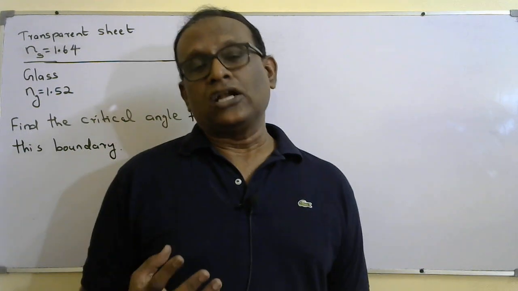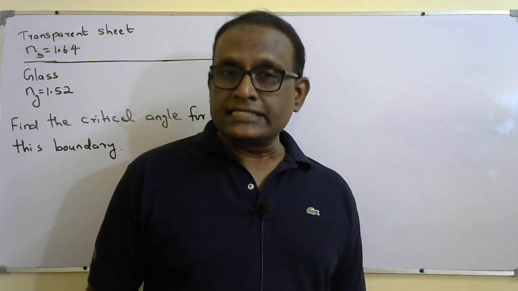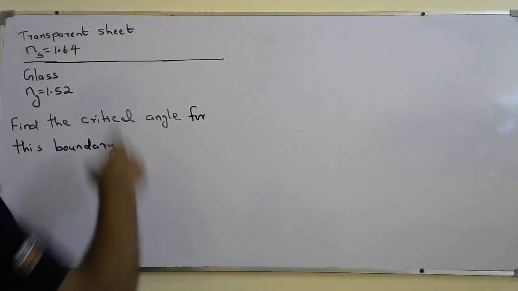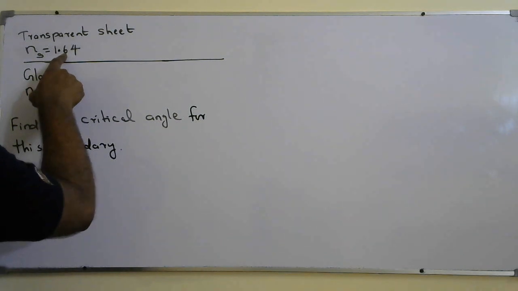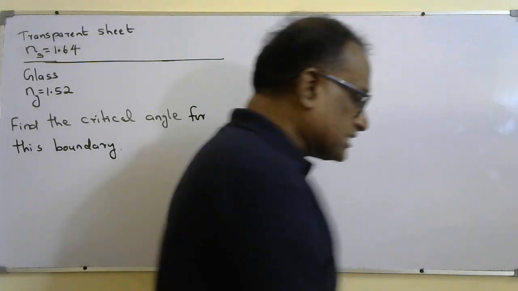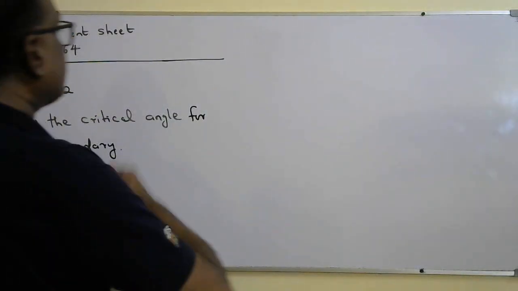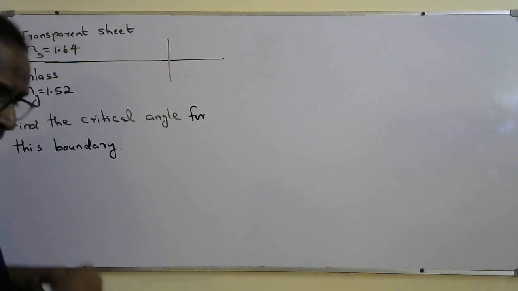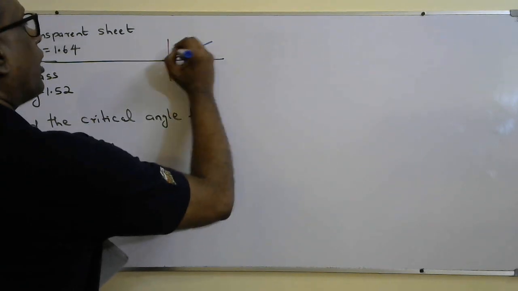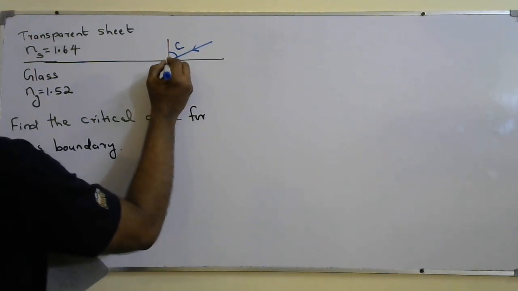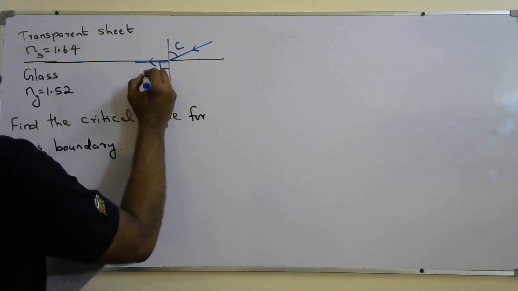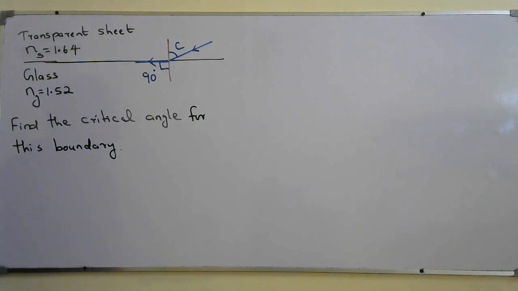Remember that the critical angle occurs inside the optically more denser medium. Optically more denser medium means the refractive index is more. Here the refractive index of the plastic transparent sheet is 1.64, which is more than 1.52. So the critical angle will occur inside the transparent sheet. If I draw the normal here like this, and the light emerges from the transparent sheet to glass like this, the critical angle will occur inside this one, and the light will move along the boundary like this. So this is the angle 90 degrees in the second medium.